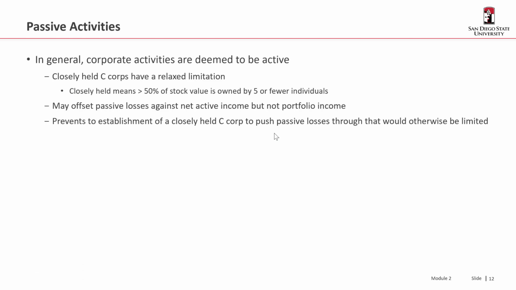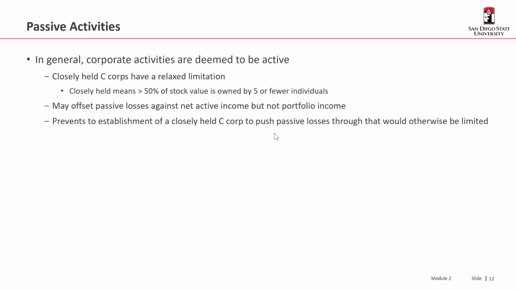Passive activities: in general, corporate activities are deemed to be active. So that means a corporation generally isn't subject to the passive loss limitations. However, if it's a closely held C Corp, then they don't necessarily get to presume active treatment for a passive activity. Closely held means greater than 50% of the stock is owned by 5 or fewer individuals, at any time during the tax year.